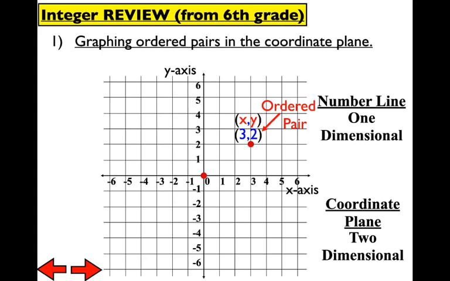Now, that ordered pair that I just plotted right there is a very important ordered pair. That is the ordered pair (0, 0), and there is a name for that. The name for that is the origin.